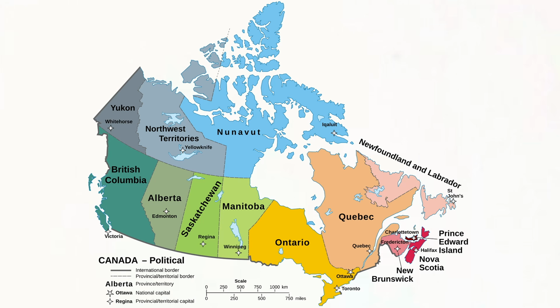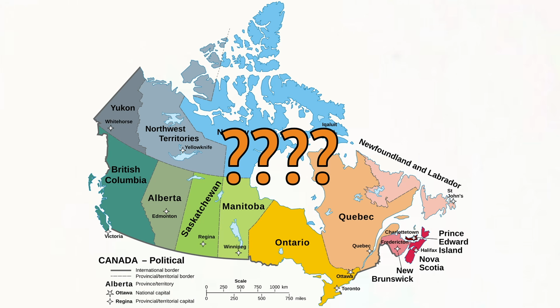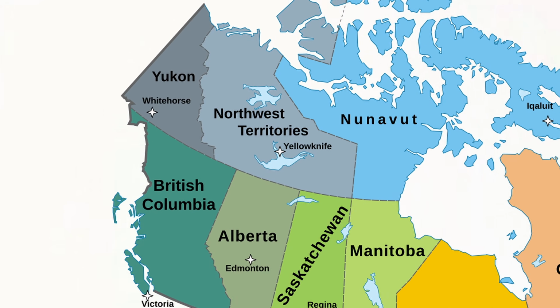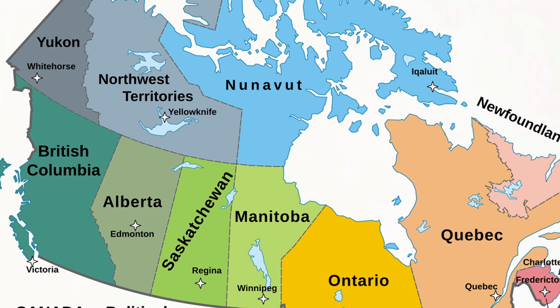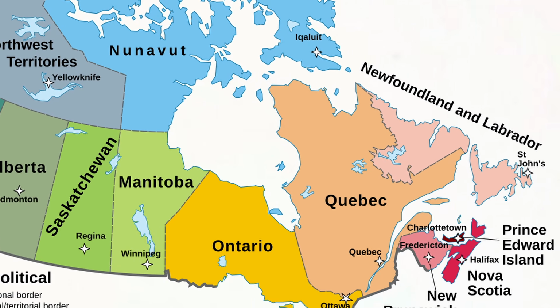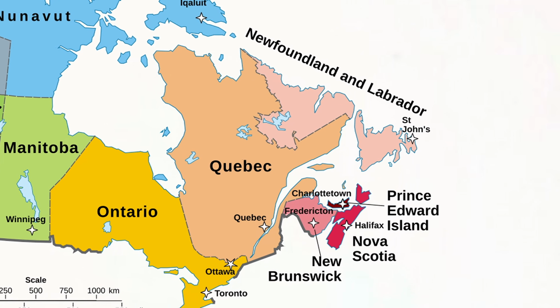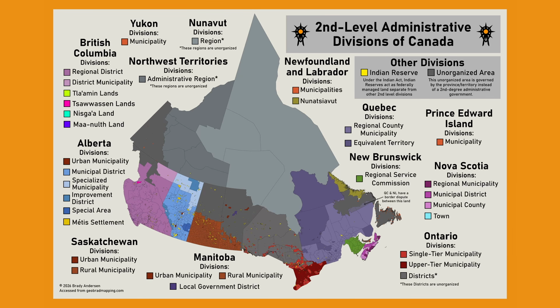This leaves us with the first explanation. It's complicated, and yes, it is indeed. Every single province and territory in Canada has their own designation for what their subdivisions actually are. So let me now introduce the map for this video. This is the Canadian second-level subdivisions map. And as you can see, it shows the types of divisions found within each province and territory. So let's look one by one and explain the situation.